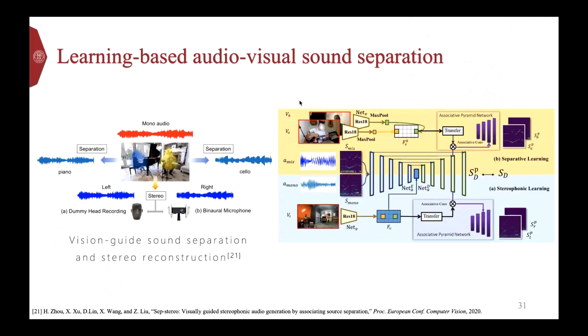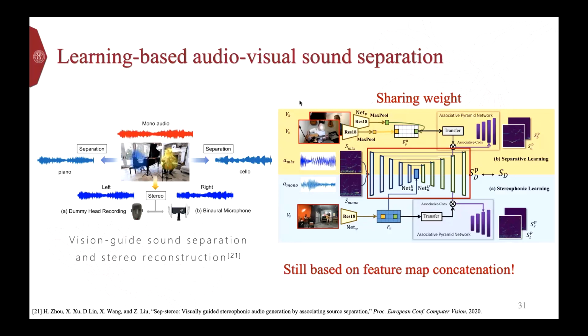And actually, stereo reconstruction and sound separation share similarities when training the audiovisual networks. Basically, it assumes that stereo reconstruction can help sound separation. Meanwhile, sound separation can also help stereo reconstruction in sound processing tasks. So this work is still based on the feature map computation, just like the previous works.